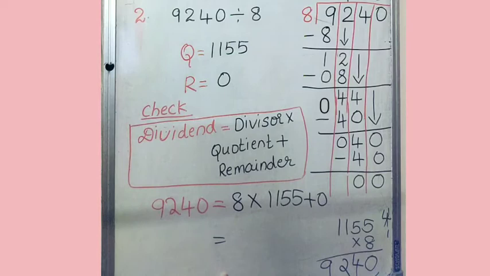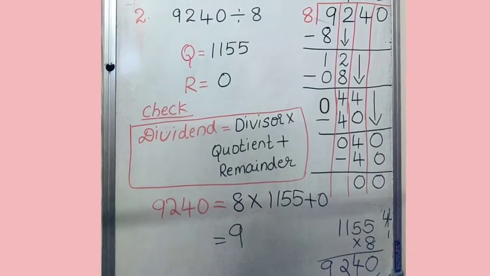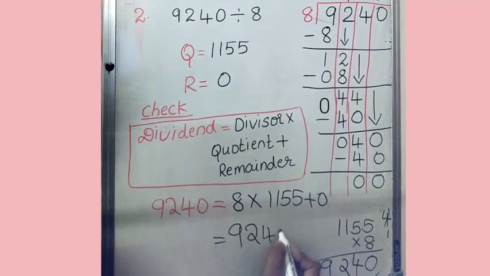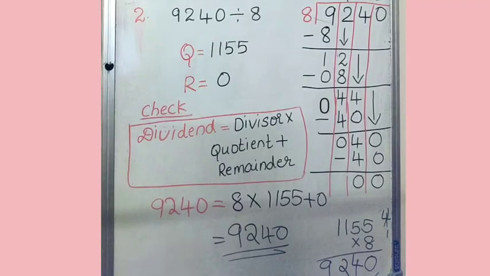Look at the answer. The answer is 9240. We got the dividend 9240. Both the answer and the dividend are the same. So, our answer is correct. We can write one more question and check the answer.